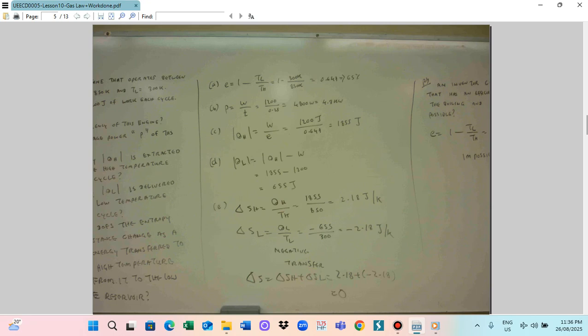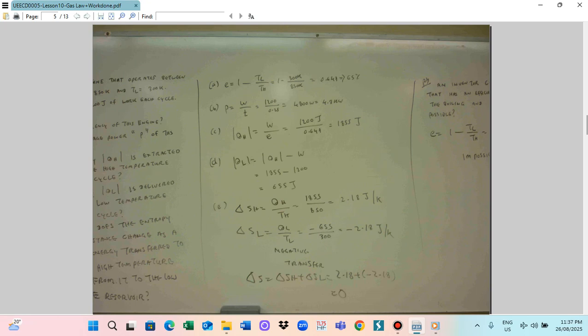And part D: how much energy QL is delivered as heat to the low temperature reservoir every cycle? In this case we can calculate QL. The formula is QL equals QH minus W. QH we calculated as 1855 joules and W is 1200 joules, so you get 655 joules.